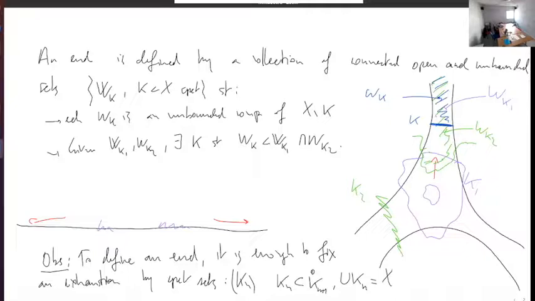So each time you fix a sequence like that, Kn, you pick Wn, a connected component of the complement, in such a way that you get a decreasing collection. So maybe I should stick to my W's. So you have a sequence of Wn that is decreasing, and this will define an end.